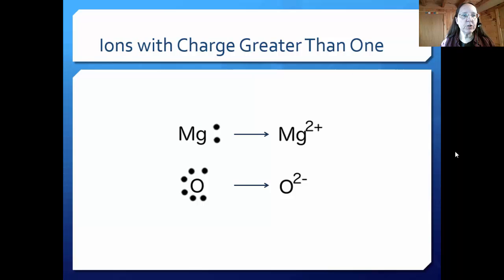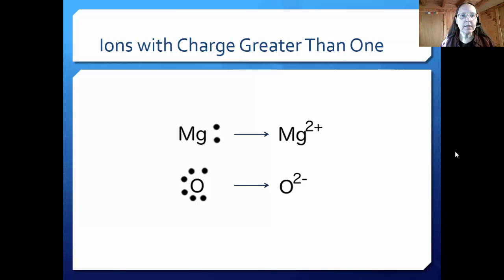Ions may have higher charges than positive or negative 1. For example, magnesium has 2 valence electrons. It can give up both of those electrons to 1 or more other atoms in order to achieve a stable configuration. The charge on a magnesium ion is positive 2. In writing the ion symbol, it is the convention to put the strength of the charge first, then the sign. So we write Mg 2+.